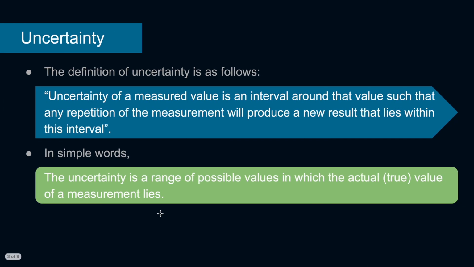Let's go ahead with the definition. There are two definitions. The first one: the uncertainty of a measured value is an interval around that value such that any repetition of the measurement will produce a new result that lies within this interval. This might be hard, so let's first look at it in simple words. In simple words, uncertainty is a range of possible values in which the actual true value of a measurement lies. We know that errors are inevitable. Every time you measure a physical quantity, you will have a different set of values. Uncertainty gives us a certain range of values in which that measured value can lie.